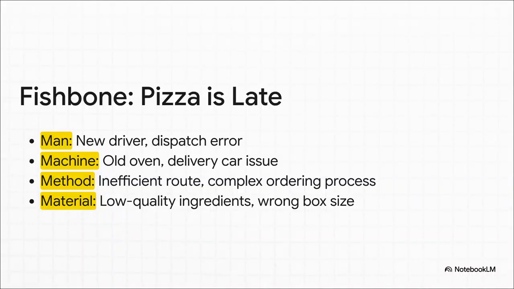By using these standard categories, like man, machine, method, and material, a team can quickly get all their ideas organized. Was it a new driver? Is the oven taking too long? Is our routing software just not working well? This whole thing prevents that tunnel vision and really helps you see the entire picture.